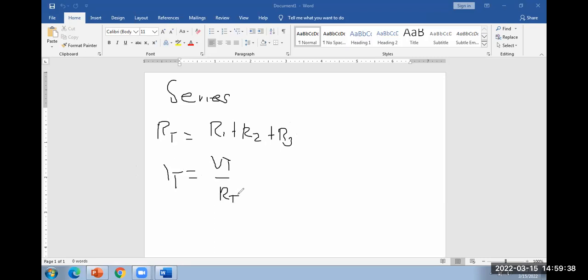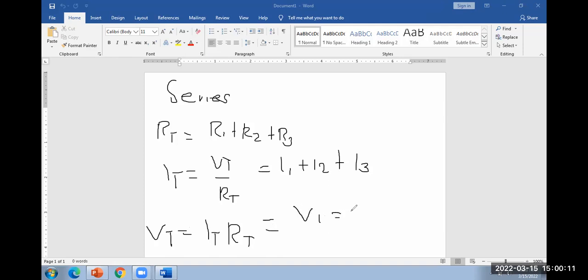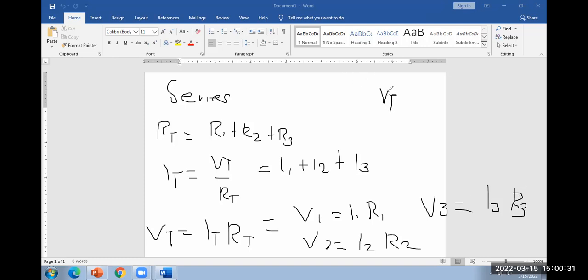Over RT. Yan. Then sa series circuit din, IT, total current is equivalent to current 1 plus current 2 plus current 3. Yan, kapag IT. So kapag VT naman, total voltage, di ba? Total voltage is IT times RT. Di ba? Pero kapag series, ang kukunin natin is individual voltage. So voltage 1 is equivalent to I1 R1. Di ba? Pag voltage 2 naman is I2 times R2, then V3 is equivalent to I3 and R3. Then sabi rin natin, VT is equivalent to V1 plus V2 plus V3.